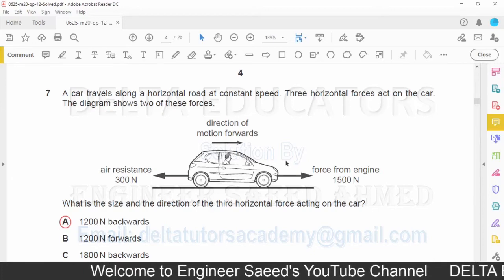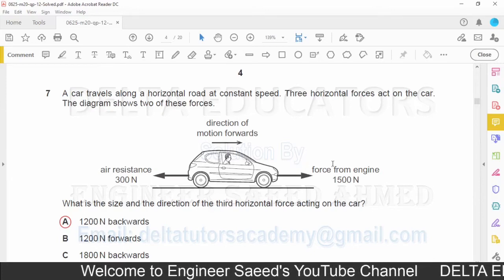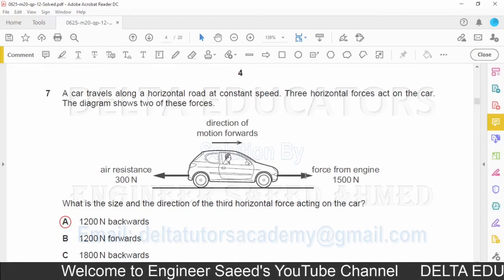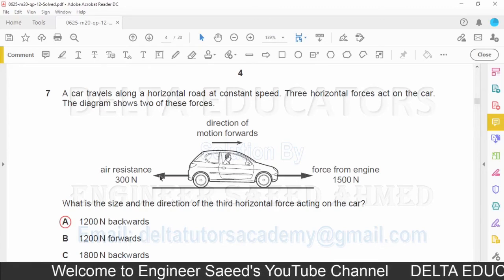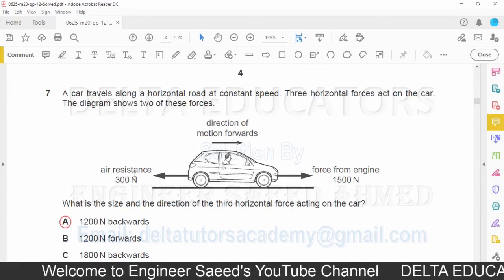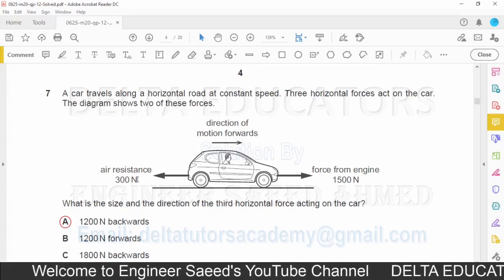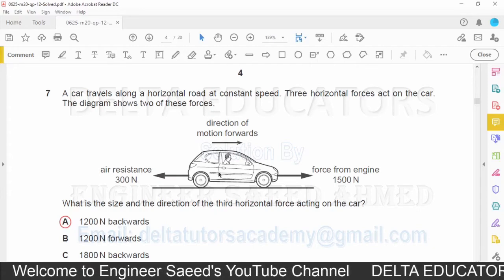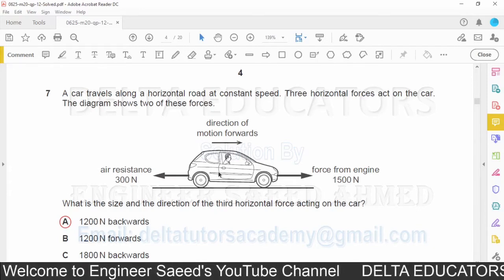Here two forces are shown. One force is from the engine, it is 1500 Newton, in the forward direction. The second force is 300 Newton, that is air resistance. And we have a third force. We have to find out the magnitude and direction of this third force.